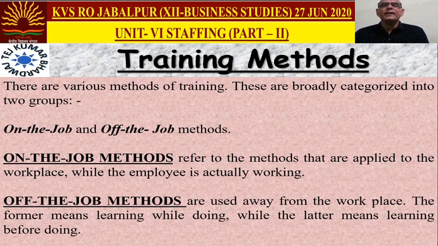Dear students, in our syllabus for 2020-21, CBSE has included only 4 methods. One is the apprenticeship method, second is internship, third is induction, and fourth is vestibule. I repeat them: apprenticeship, internship, and induction. All these three are on the job methods. So remember, all these are on the job methods. And then the off the job method includes vestibule.